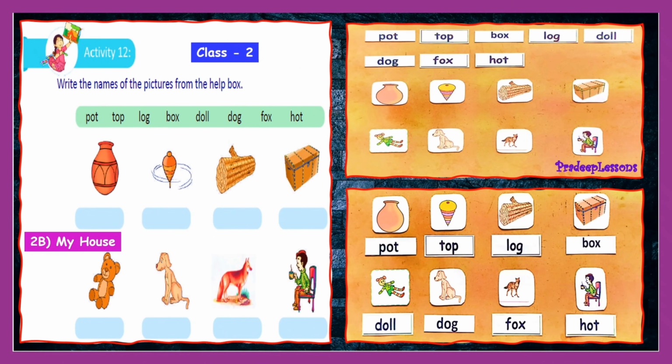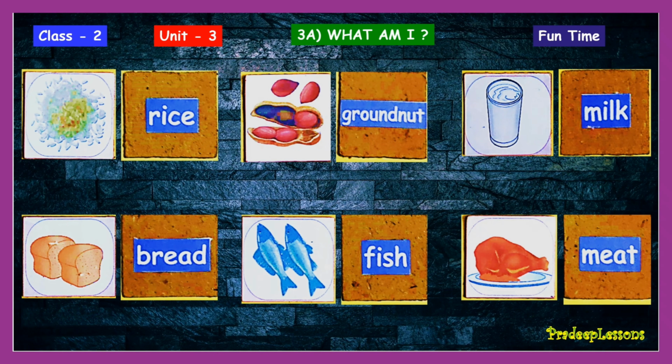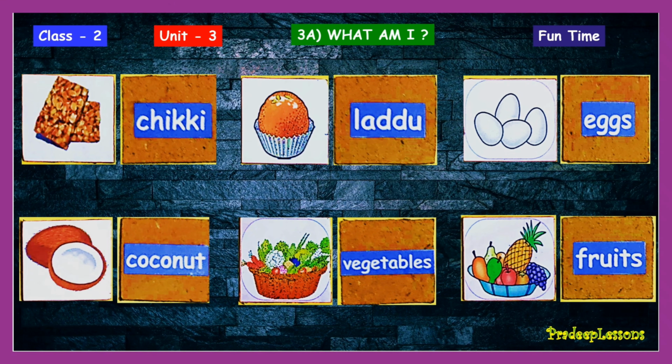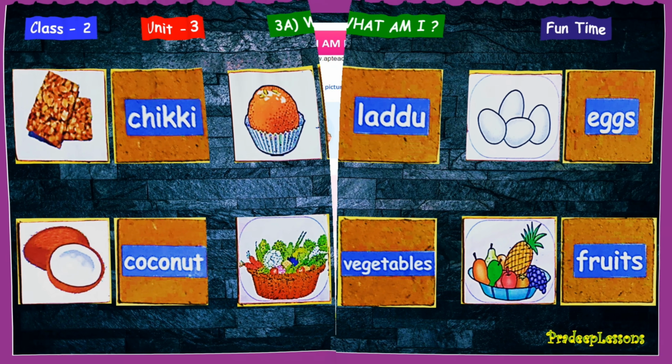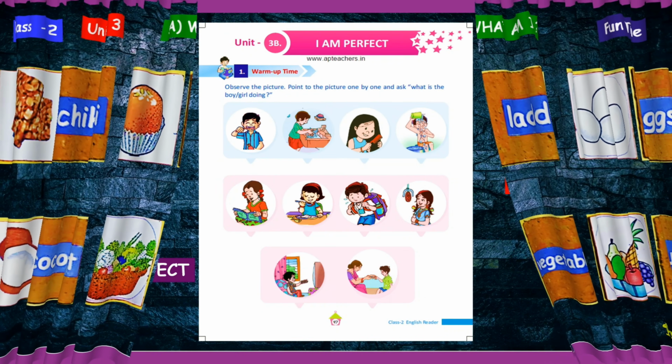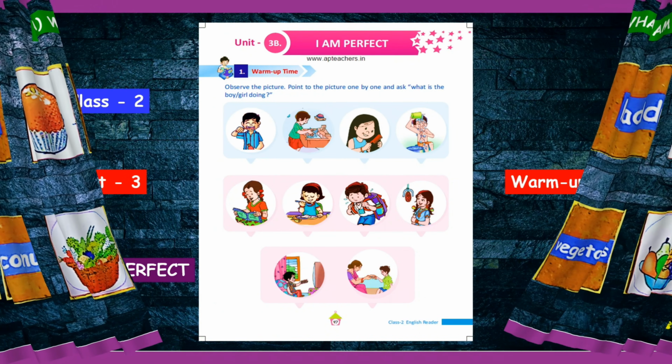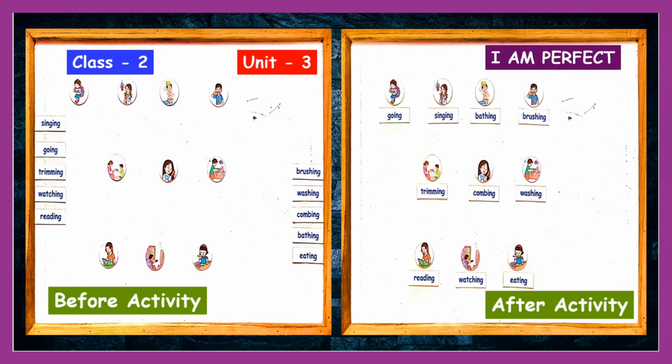This is teaching learning material for My House. Next, the picture and keywords of the lesson What Am I. You are watching some more words. My teaching learning material is about the lesson I Am Perfect. These are all called action words.